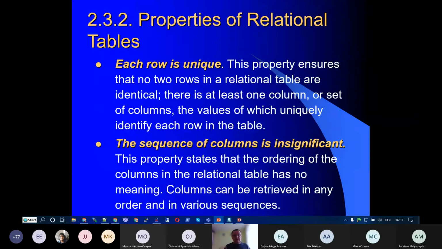Each row is unique. That property ensures that no two rows in the relational table are identical. There is at least one column, or at least some columns, whose value uniquely identifies each row in the table. So that means it's impossible to have two exact rows with the same patient information. Even if it somehow happens, there must be a specific column, a specific attribute, which will provide something unique.